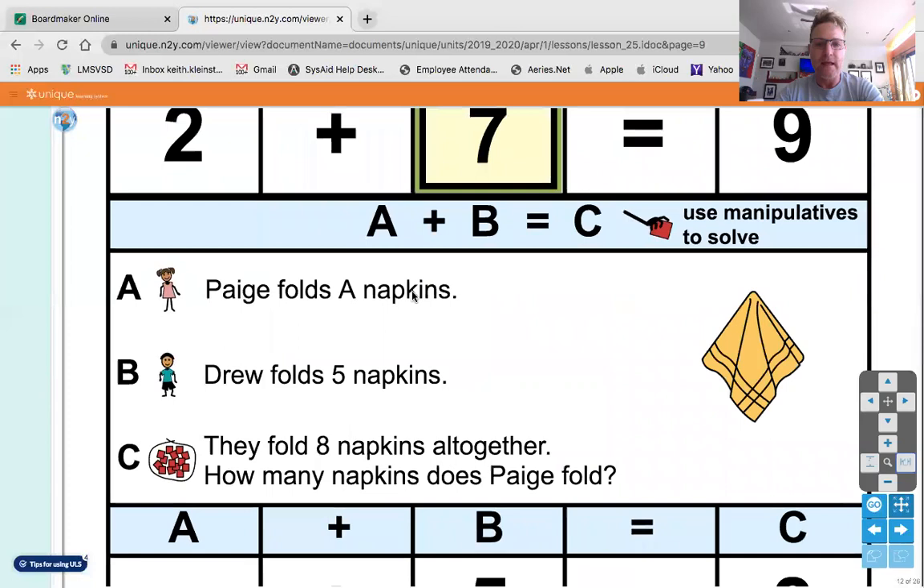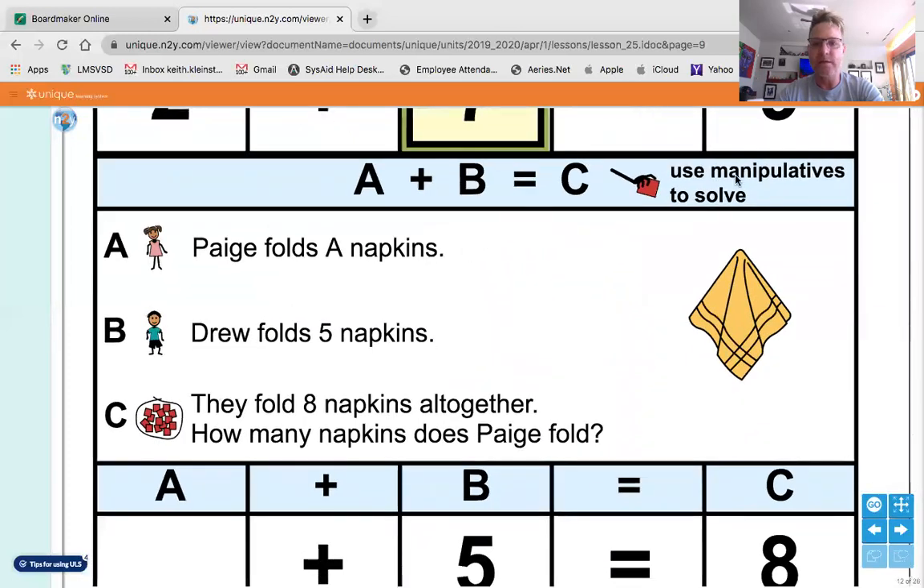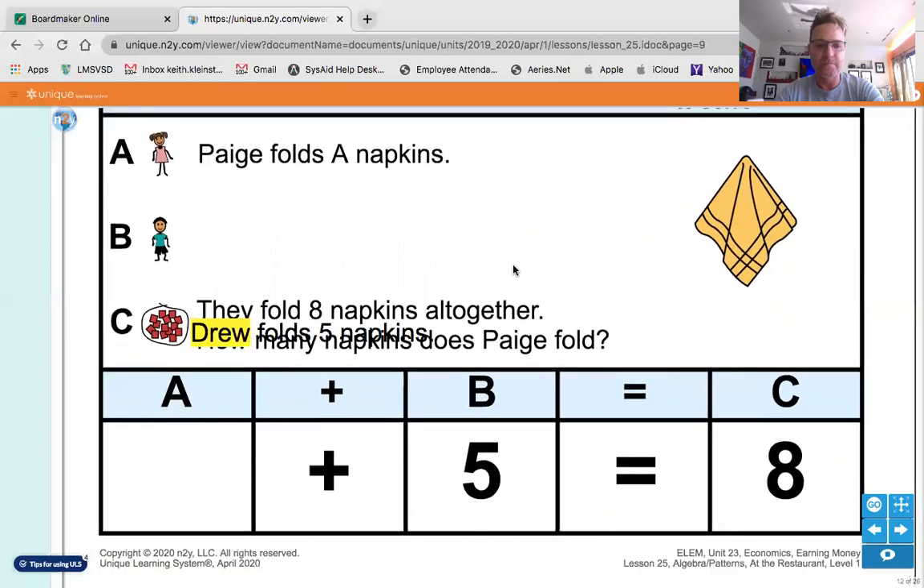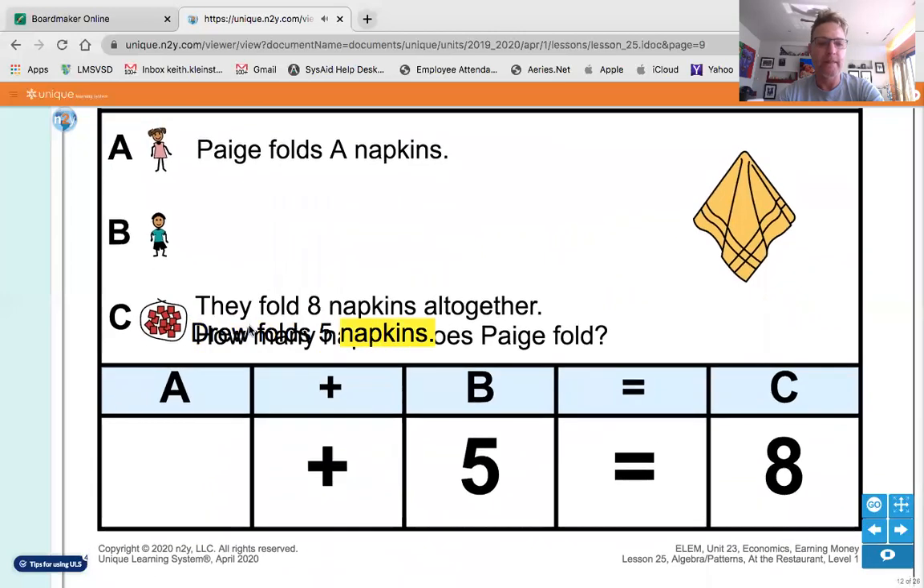Okay, A plus B equals C. Use manipulatives to solve. So this you might be able to do with 5 napkins. Paige folds a napkin. Drew folds 5 napkins. They fold 8 napkins all together. How many napkins does Paige fold? So we're going to find for Paige.